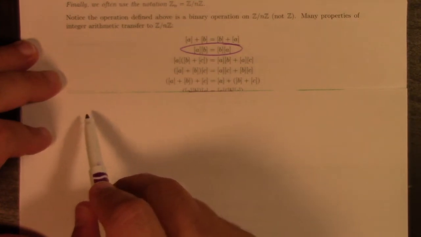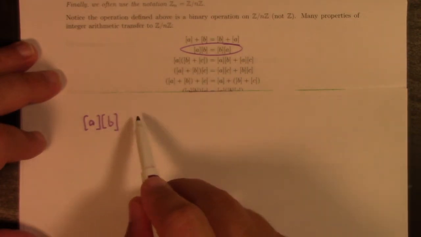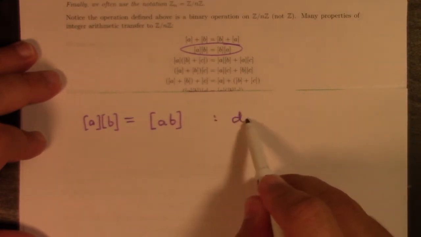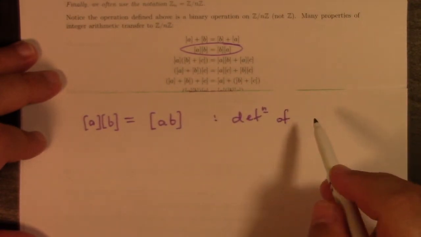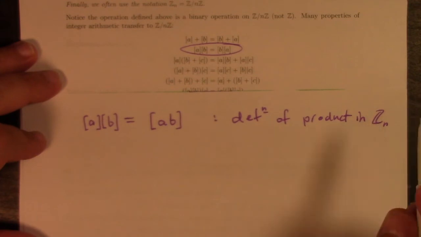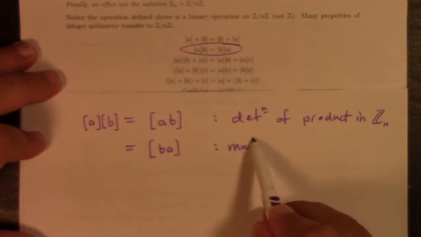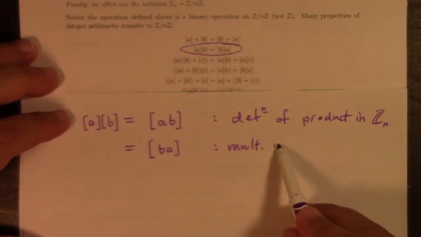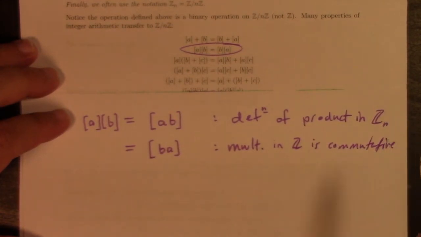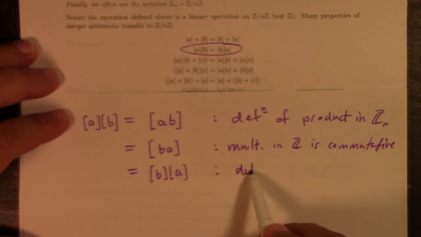All right, so here we go. The class of a times the class of b is by definition the class of ab, right? That's the definition of product in Zn. And then that is equal to the class of ba because multiplication in Z is commutative. And then of course that is the class of b times the class of a because I'm again using the definition of the product in Zn.